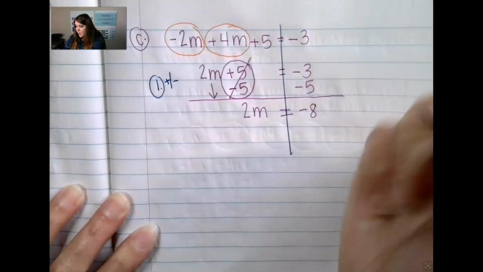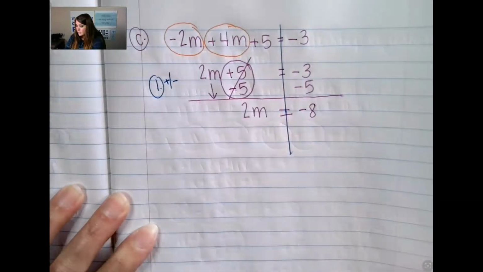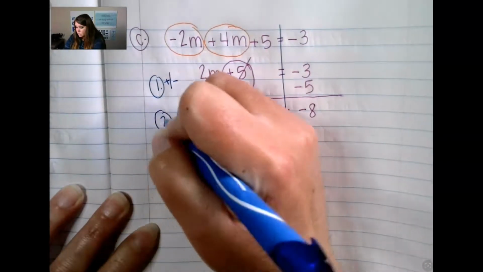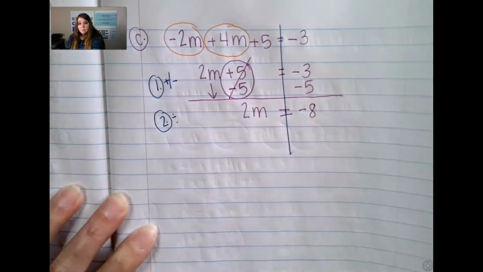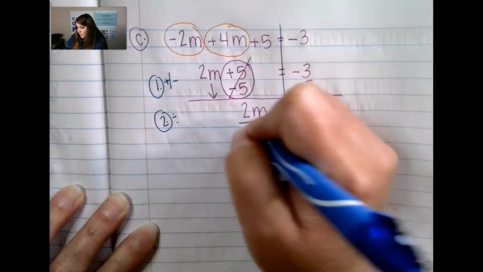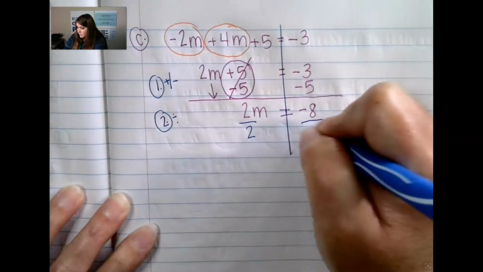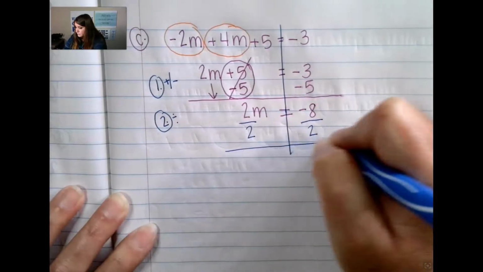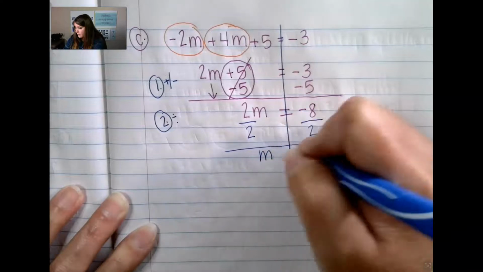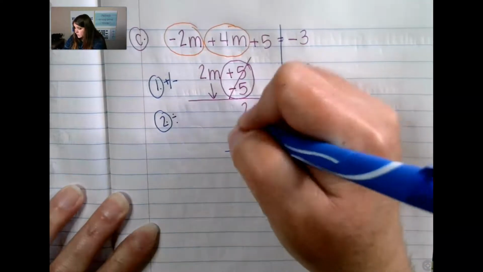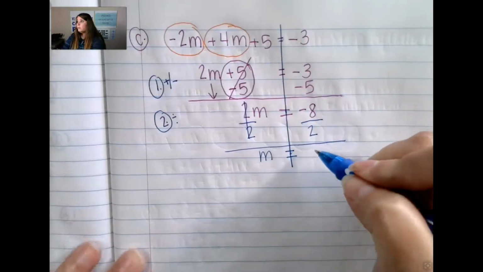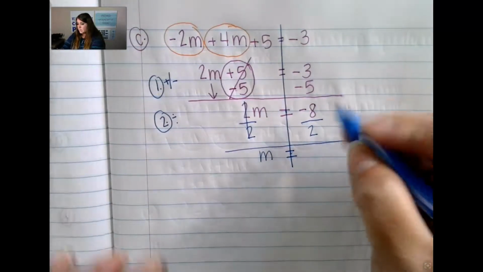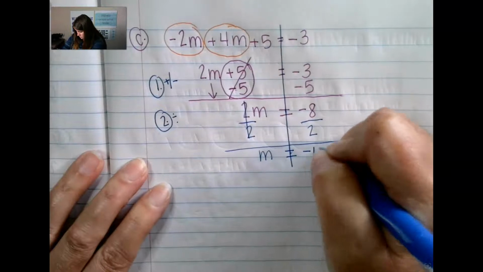Add or subtract. We subtracted. Here is step 2. We're going to divide. All right, so we divide by 2. We divide by 2. M equals, because this gives us 1m, negative 8 divided by 2, which is negative 4.